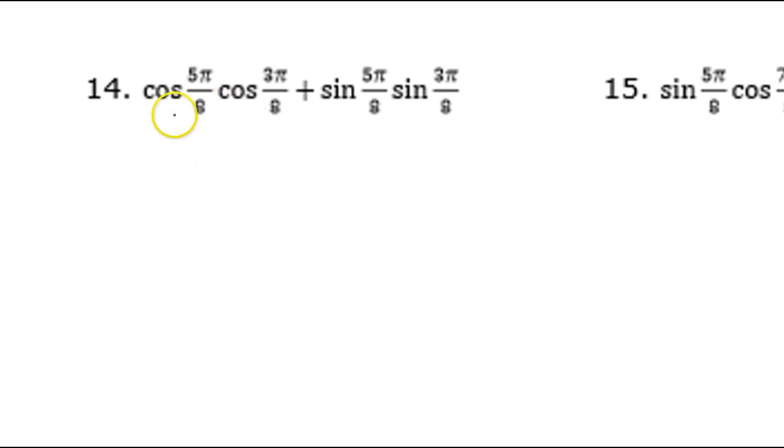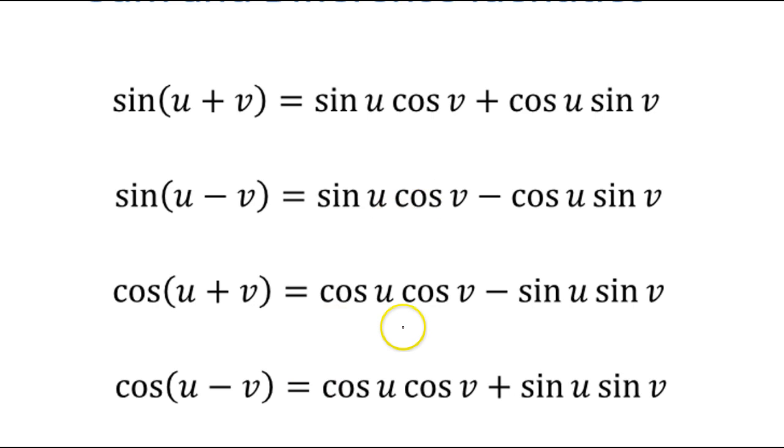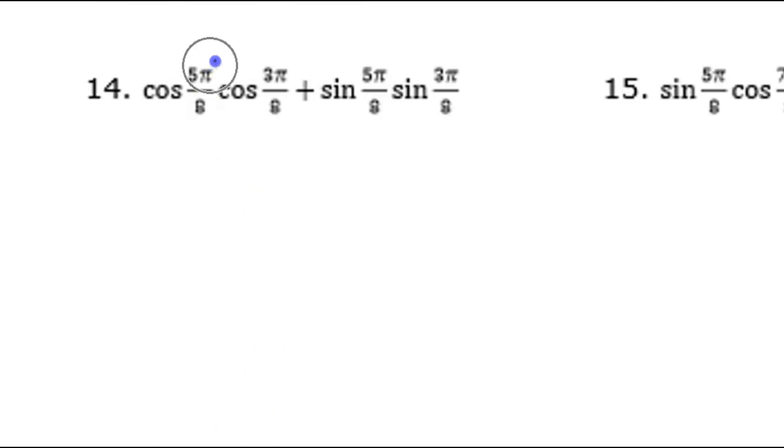When you look at a problem like number 14, I'm hoping you recognize that this is the pattern of one of our formulas. See how it goes cosine, cosine plus sine, sine? Now look at these formulas. Do you see that pattern? See how this has cosine, cosine plus sine, sine? So we know this is the same as the cosine of an angle minus an angle. So the two angles involved are here and here.